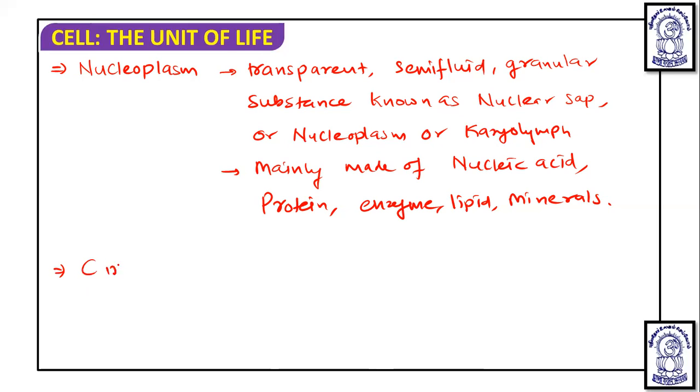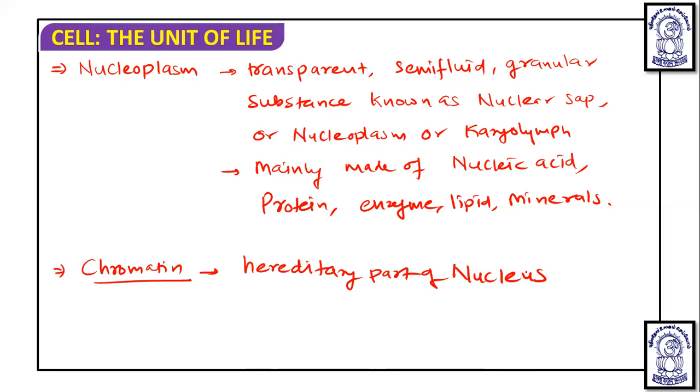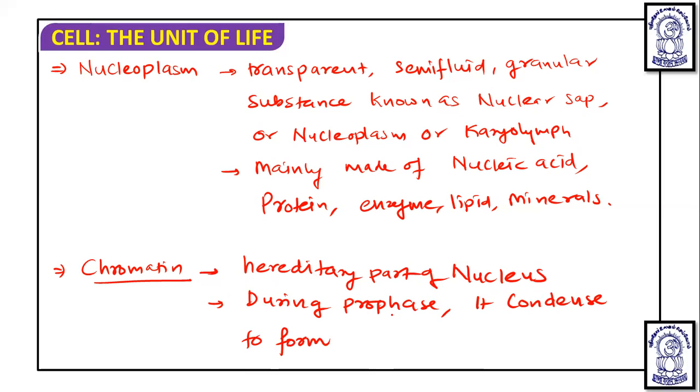Then we have chromatin. Chromatin is the hereditary part of the nucleus. Chromatin remains as an uncondensed network of filaments or fine threads, and during prophase, it condenses to form chromosomes.